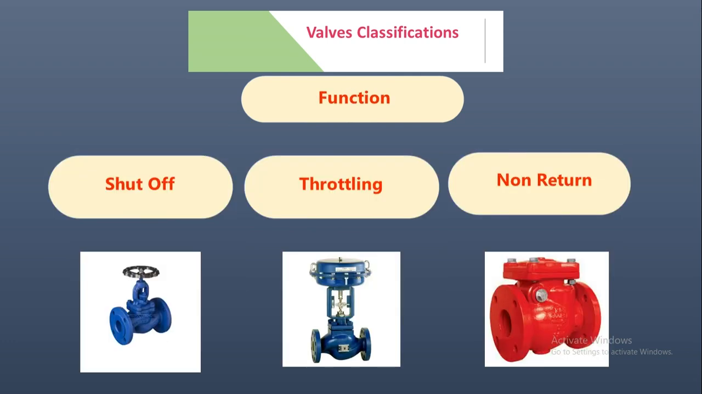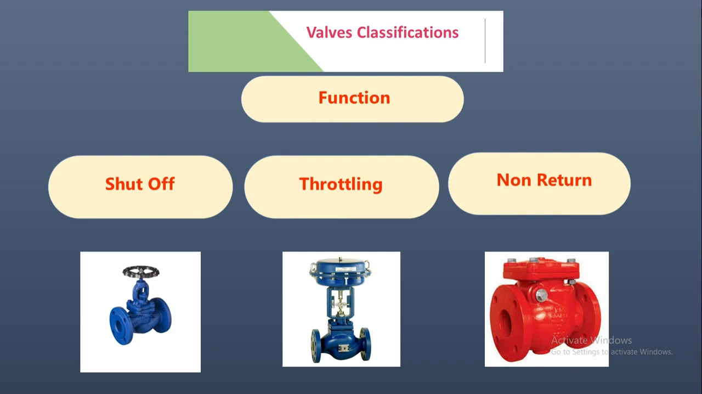And according to the function, there are 3 types. Number 1 is the shut-off valve. The shut-off valves are used to start or stop the flow of the medium through the process, like gate, plug, ball, and pressure relief valves.